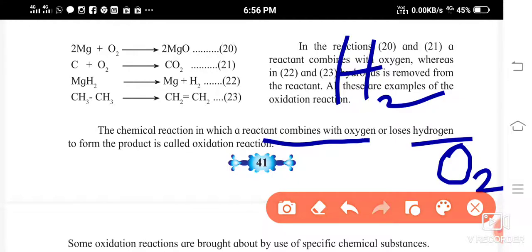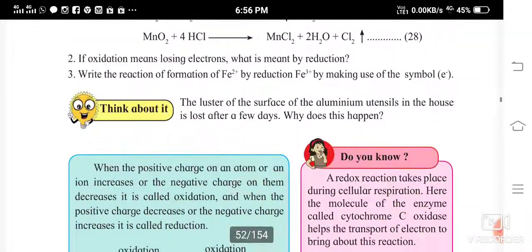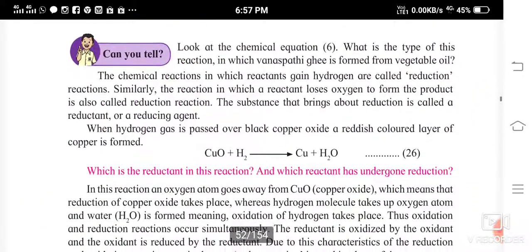So see, in the oxidation reaction you saw the chemical reaction in which a reactant combines with oxygen or loses hydrogen, that is oxidation. In reduction, the chemical reaction in which a reactant combines with hydrogen and loses oxygen, such a reaction we call a reduction reaction.